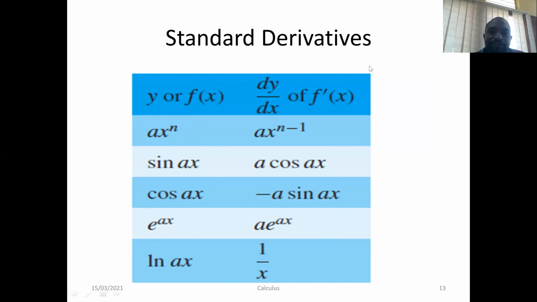Yeah, so we also have standard derivatives, and from the standard derivatives, you can see that the derivative of ax to the power n is n a x to the power n minus 1. The derivative of sin ax is a cos ax, while the derivative of cos ax would be minus a sin ax. For the exponential and logarithm functions, the derivative of e to the power ax will always be a e to the power ax, while ln ax will always be 1 over x.